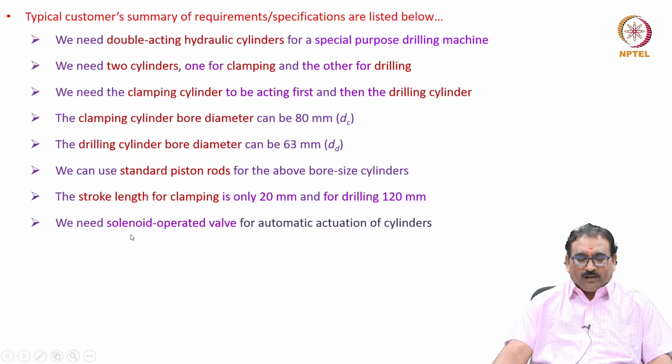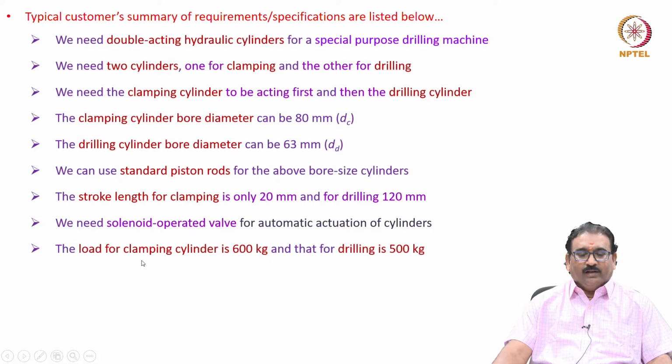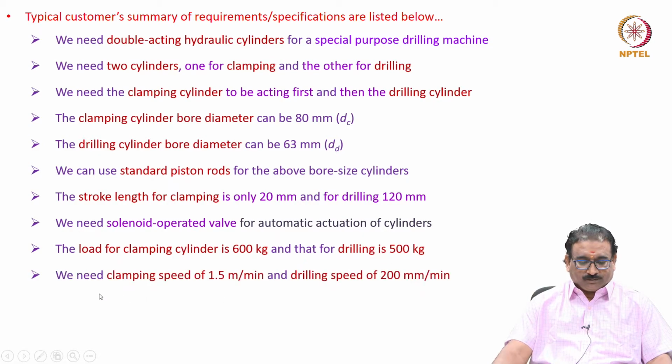Then he is telling we need a solenoid operated valve for automatic actuation of the cylinders. The load for the clamping cylinder is 600 kg and that for the drilling is 500 kg. We need a clamping speed of 1.5 meters per minute and a drilling speed of 200 mm per minute.